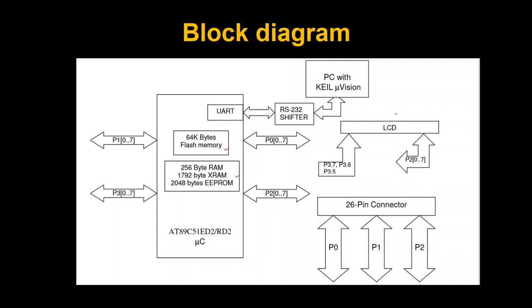We have an LCD which is already interfaced, so specific input-output ports must be connected to your LCD. Pins of port 3, that is 3.7, 3.6, 3.5, and also port 2.7, are already interfaced with your LCD. Whenever you are not using the LCD, you can use them for something else. Those are available on the 26-pin connector. For external peripherals, we can get the signals through connectors, with port 0, port 1 and port 2 available to us.